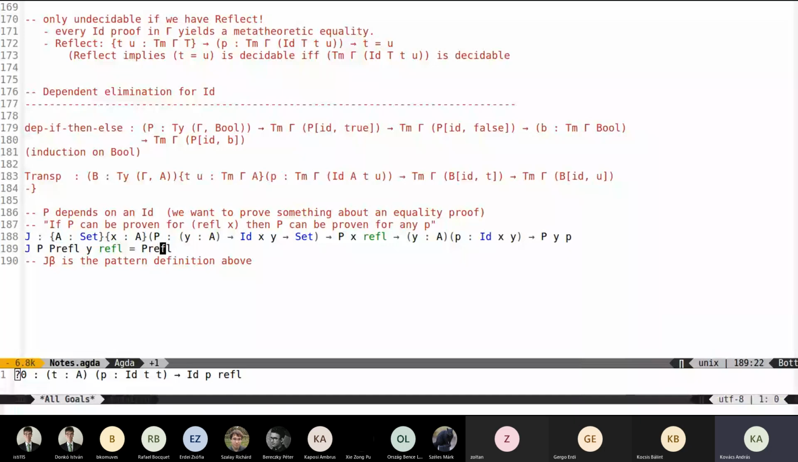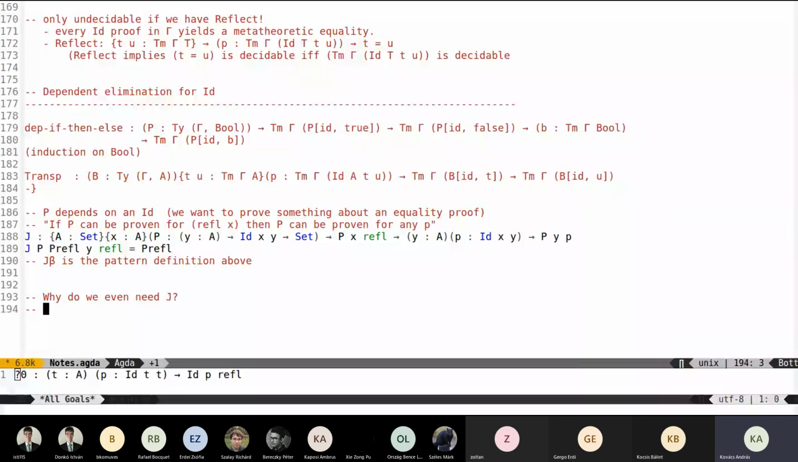And it's pretty much the same as the beta rule for transport. So transport computes if the equality proof is refl, and likewise J computes if the equality proof is refl. Okay, and now the question is why do we even need J?